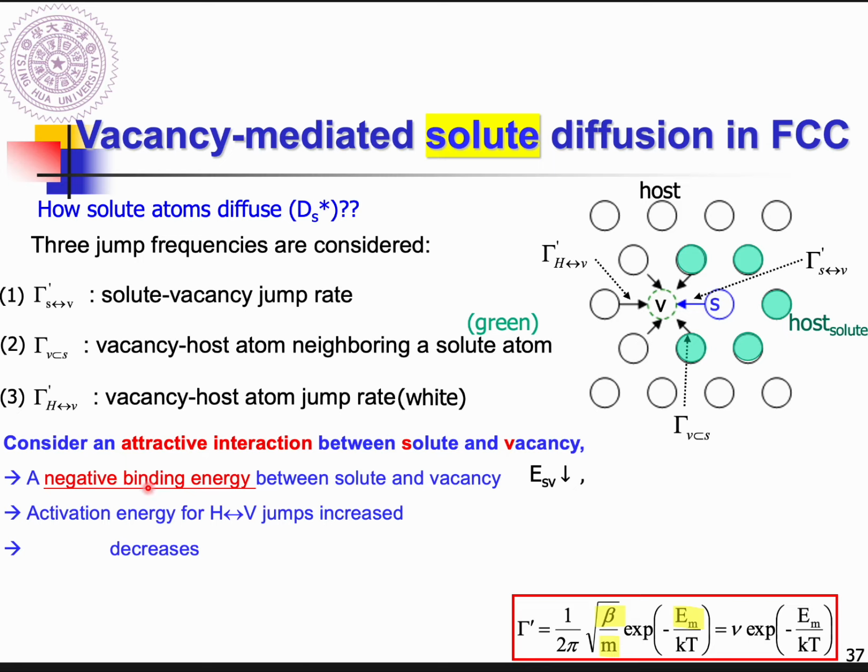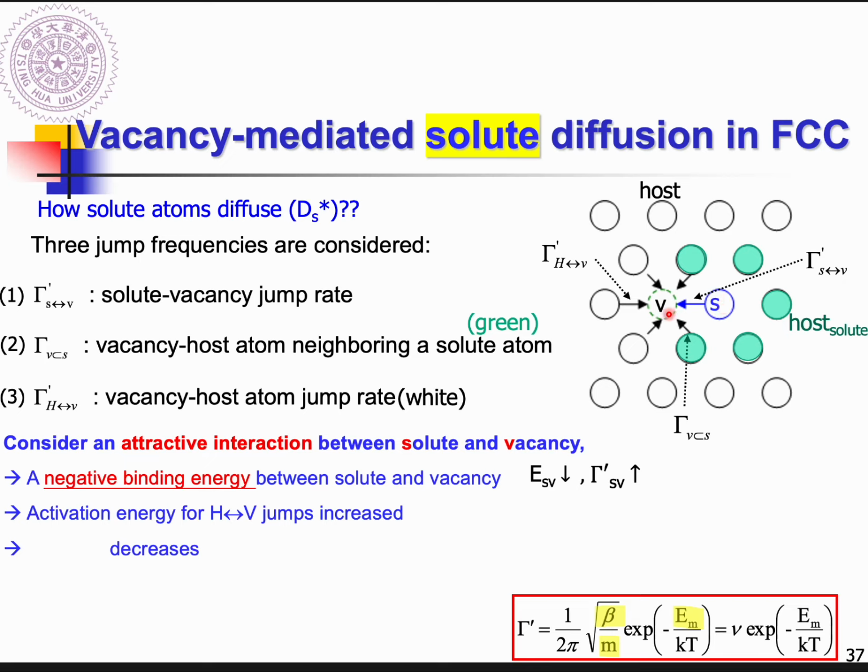So based on this, it's a negative binding energy, so you can expect the energy term will be smaller, so you get the gamma prime will be higher. So that tells you that solute atoms like to jump into a vacancy, and the vacancy likes to exchange location with the solute.